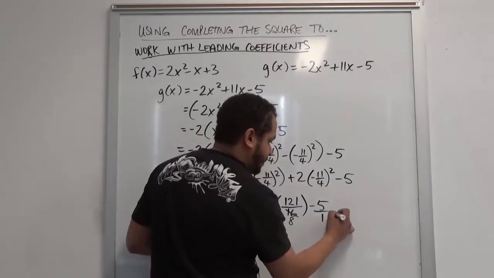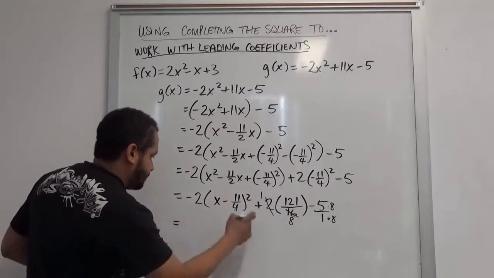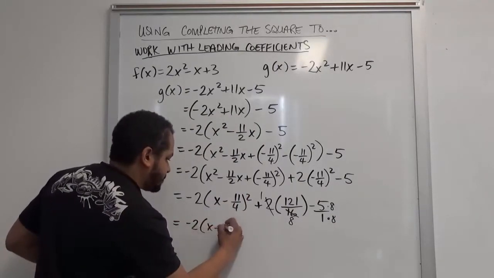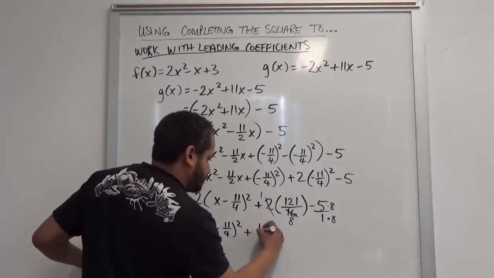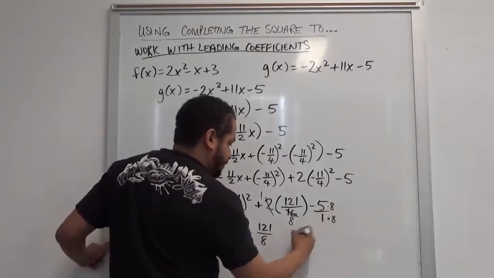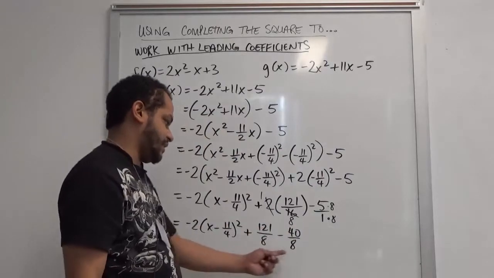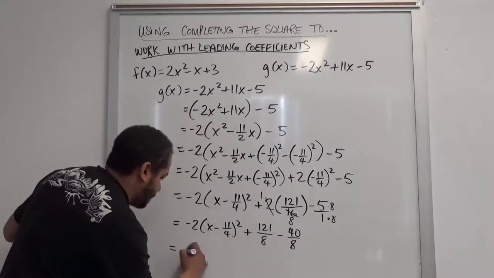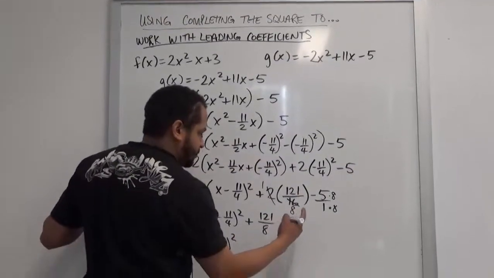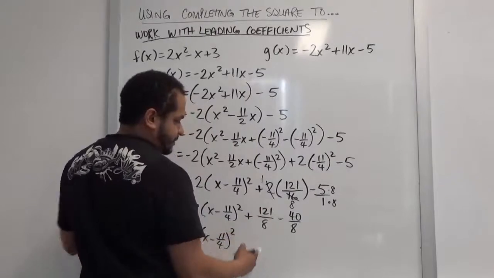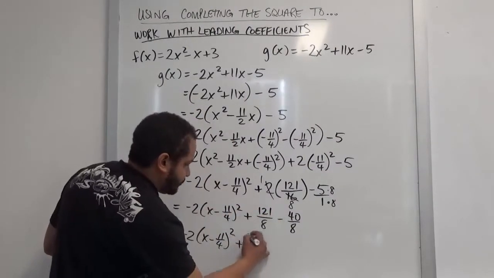So let's multiply by 8 on top and bottom ahead of time. And that should look nicely. It's working out pretty all right. So here we have negative 2, x minus 11 over 4 squared. This here gives us 121 over 8. This here is going to give us negative 40 over 8. And we're just subtracting the numerators here because they have the common denominator, and we're done. So here we have negative 2, x minus 11 over 4 squared, 121 minus 40. Let's just think of this as 120 instead of 121. That becomes 80. Add the 1, that's 81 over 8.